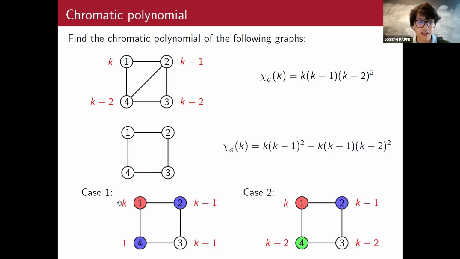So here we have k choices for vertex 1, k minus 1 for 2. And because we're in the case that we're assuming 2 and 4 share the same color, we don't have to care about what vertex 4 is colored. And then we have k minus 1 choices here. And then case 2 is similar.